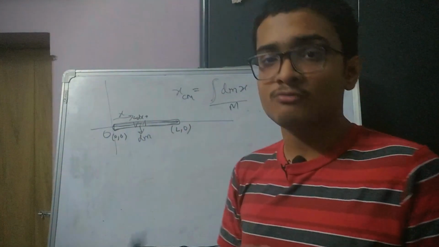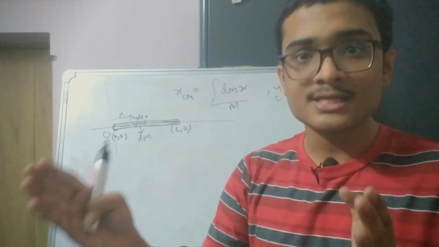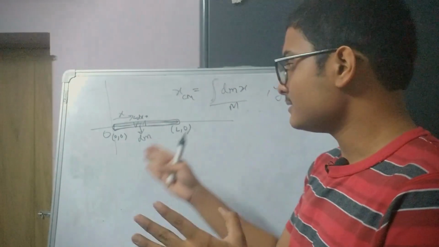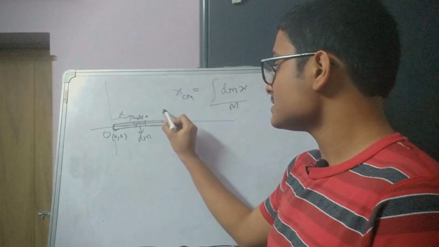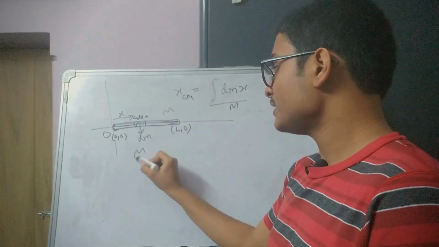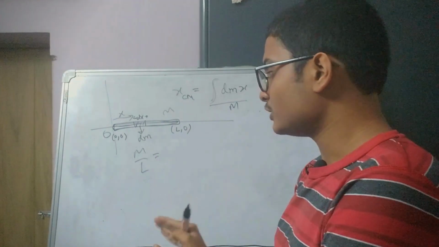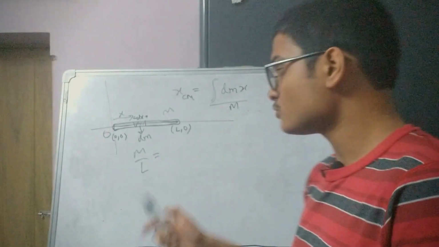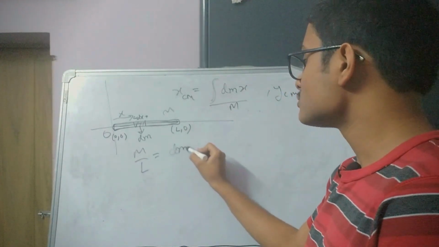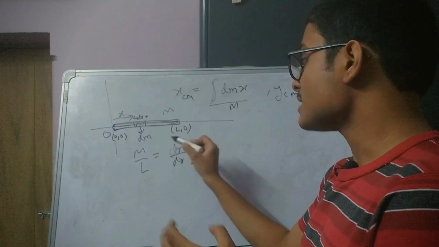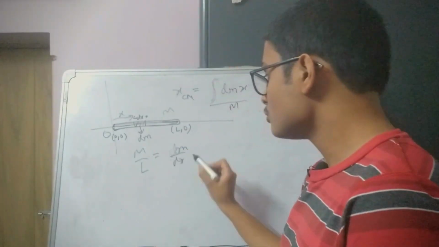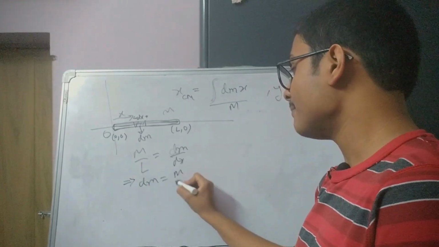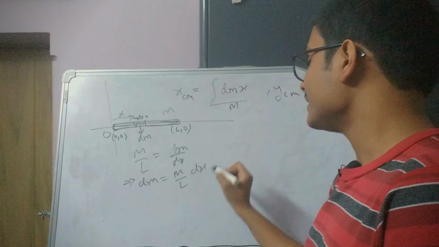Now this rod is a uniform rod. That means its density is uniform. What density? Linear mass density, length density we can say. Total mass M divided by total length L will give us a ratio, that is mass per unit length. Mass per unit length is constant. So we can also write it is equal to small dm by small dx, since mass per unit length is equal. So what is dm? From here we can write dm is M by L into dx.